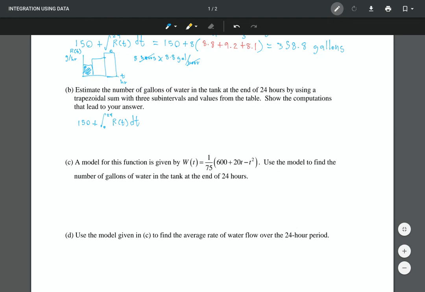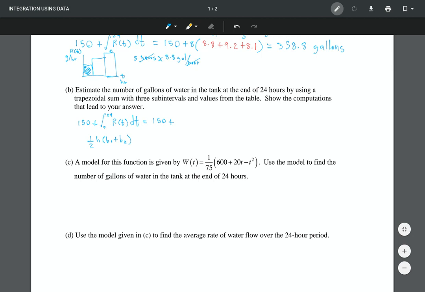But the formula for me has always been kind of easier to remember because I remember the formula for the area of a trapezoid. Okay, so sort of like that. So in this case, again, I'm going to start off with 150. Why did I write 150? Because that's the amount of gallons the tank started with. Hopefully I said that right.